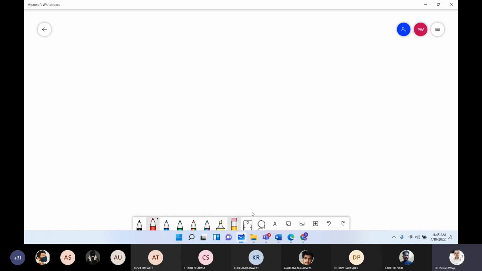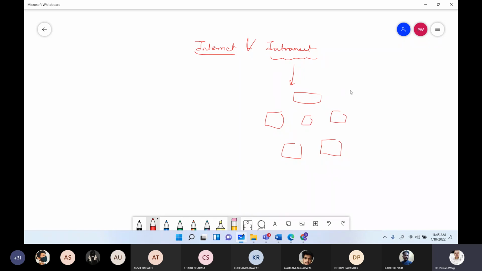I'll place my board here. Yes. The next topic that I would like to discuss is internet and intranet. There are two words: internet and intranet. So what are these two words? Intranet means the network within a campus or within a specified limit, a specified building. So you are in-house. If you created a network in-house, that is what we call intranet.